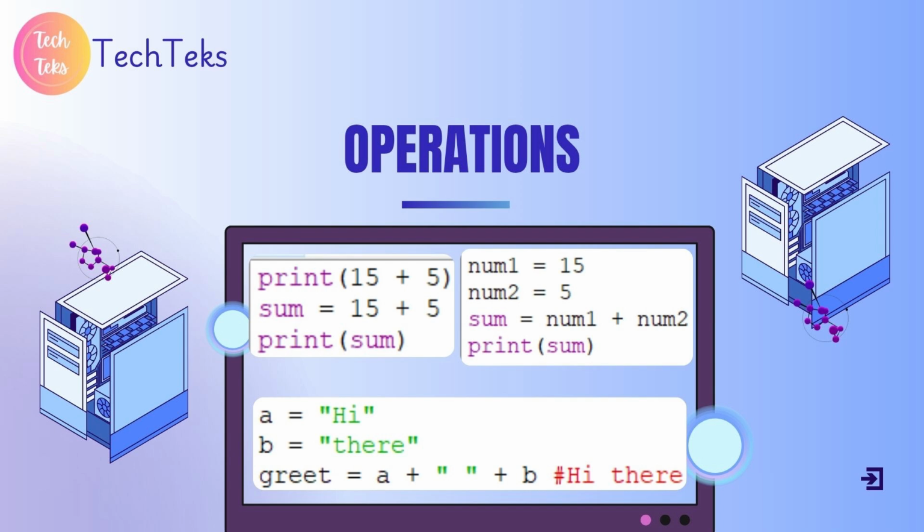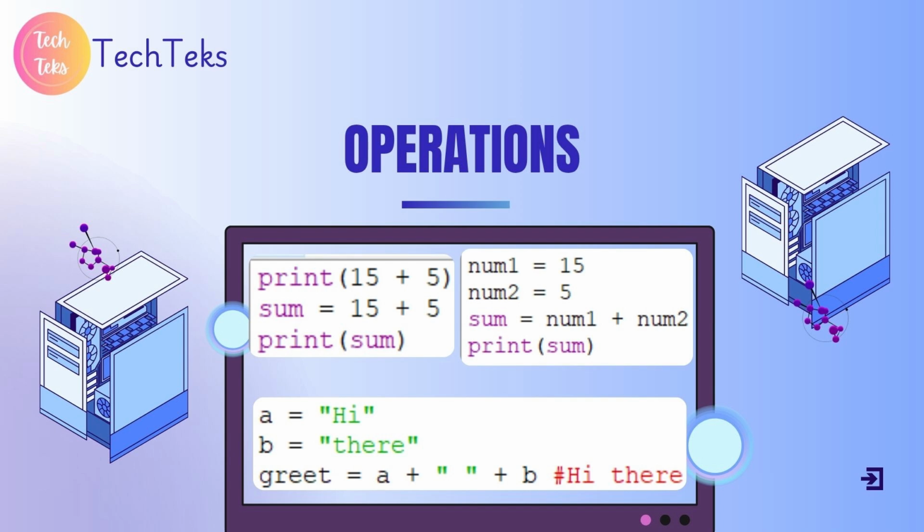Numbers or strings can also be used in variables before being concatenated, which means being added up. Now note that you cannot add numbers with strings, as the numbers expect a number to do a calculation with, but if it receives a string, then there is an error. So let's say we have print 15 plus 5. We get 20.